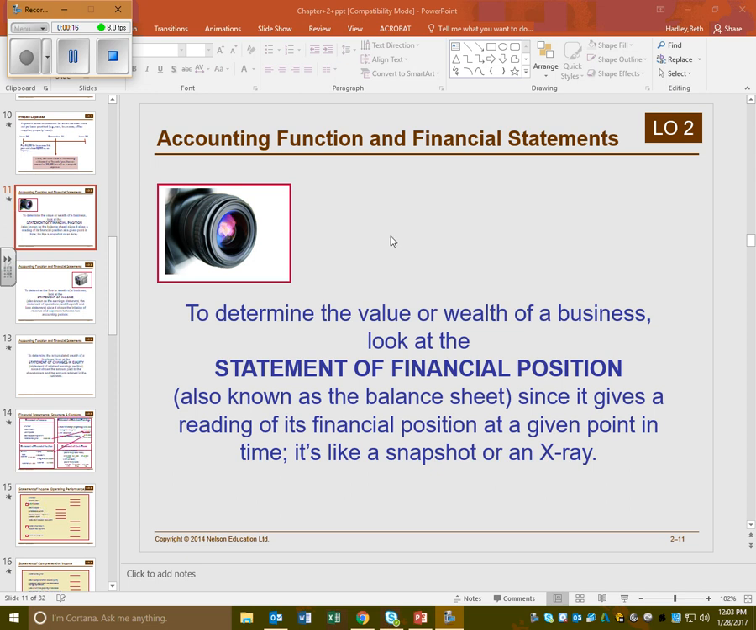And the first statement we're going to talk about is the statement of financial position, also known as the balance sheet. This is what you would look at to determine the value or the wealth of the business. It gives you the actual financial shape of the company just at a snapshot. So at that moment in time, this is the financial position for this company.